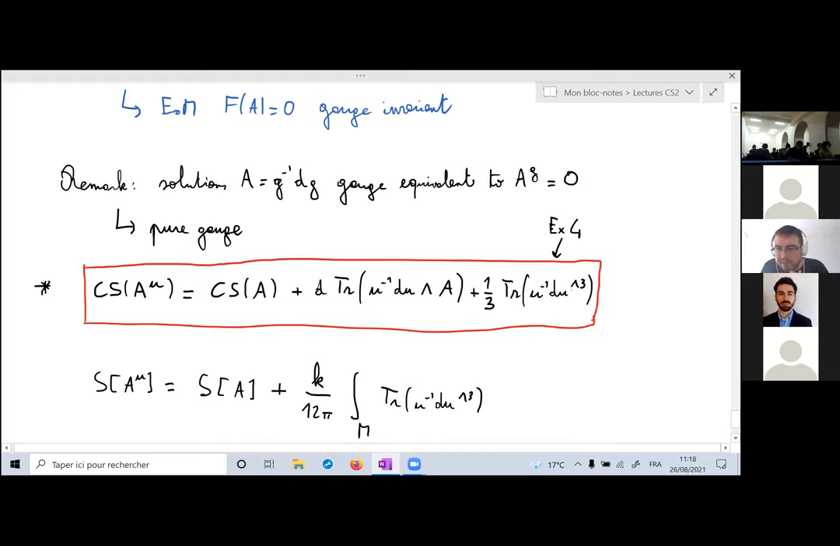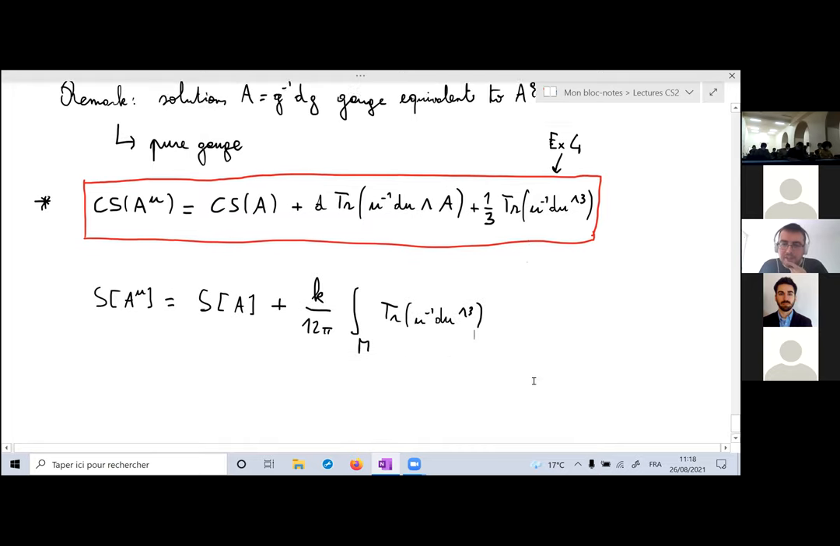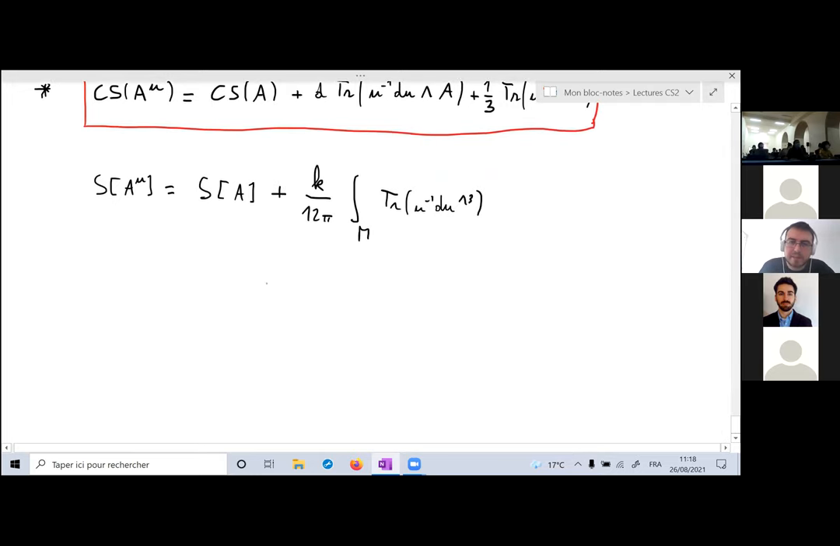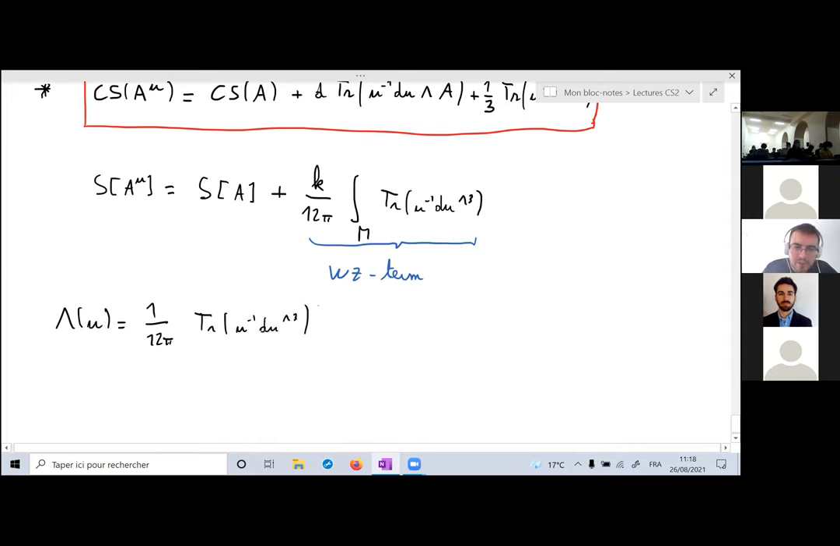Now, what I mean with this wedge cube is that I take this form and wedge it with itself three times, so this is a three-form in total. And this thing you might recognize from Ben's talk, where it was called the Wess-Zumino term. Ben in his lecture described a little bit the properties of this Wess-Zumino term. In particular, if I consider the corresponding three-form, 1 over 12 pi trace of U inverse dU cubed, then this has some nice properties.